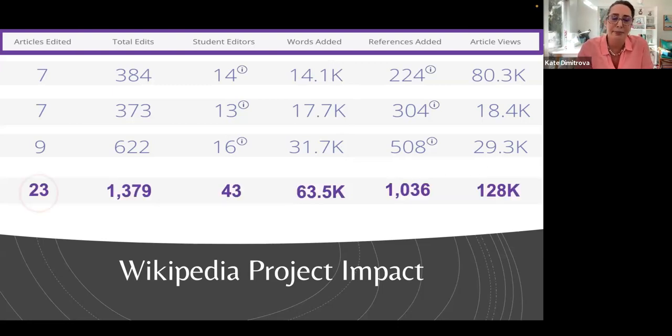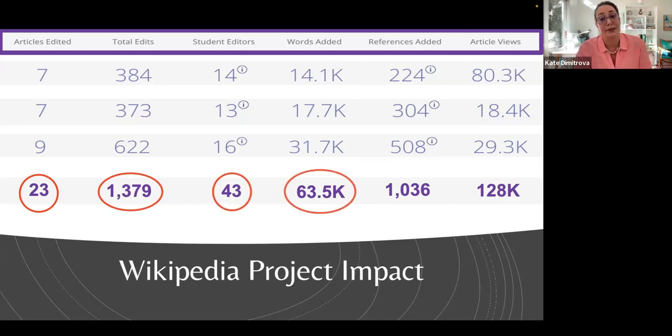So when you add it all up, 23 articles have been edited by my students, adding almost 1,400 edits with 43 total editors, adding 63,000 words, over 1,000 references added, and 128,000 views. So when my students see these numbers at the end of the semester, they're kind of in awe, like, wow, we did that. So that's a wonderful experience, seeing the look on their faces when I reveal the numbers to them.